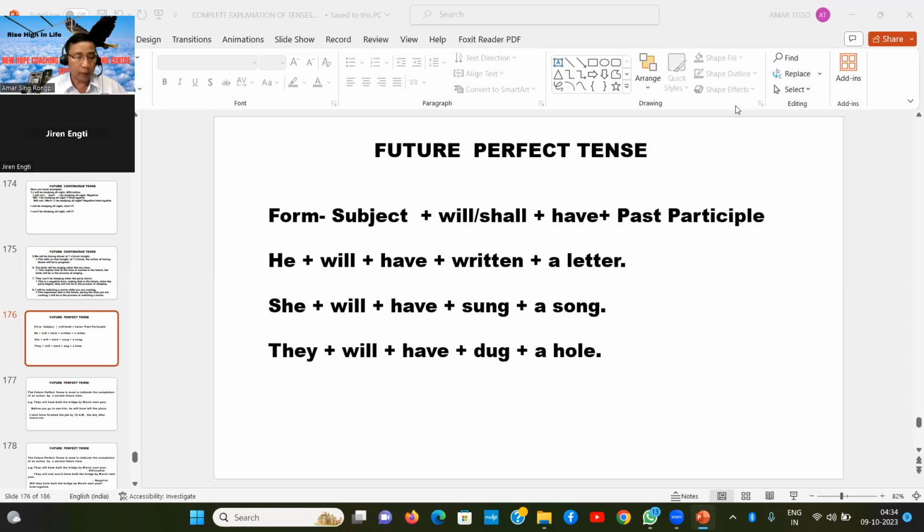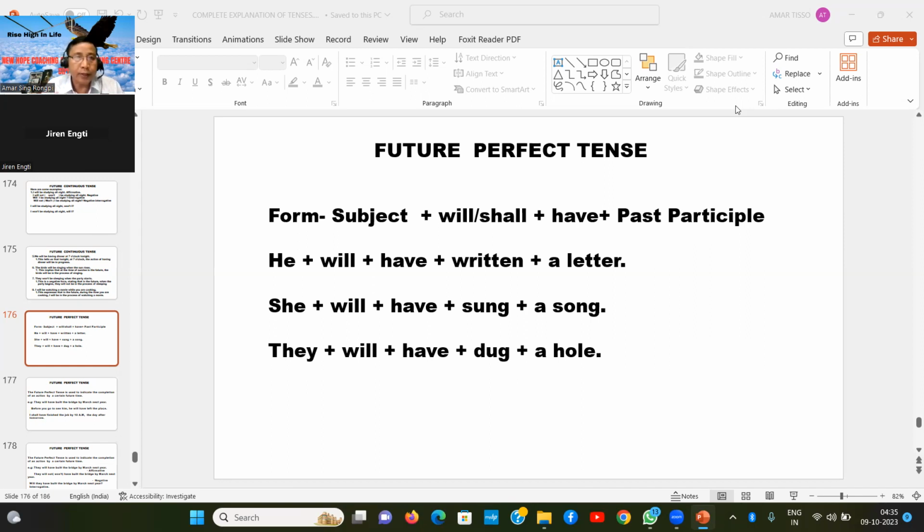So we'll learn this tense today, future perfect tense and even future perfect continuous tense, two more left. And then when we complete all the tenses at one time, we'll do a quick revision of all the tenses together. So let's see now, future perfect tense, the form.